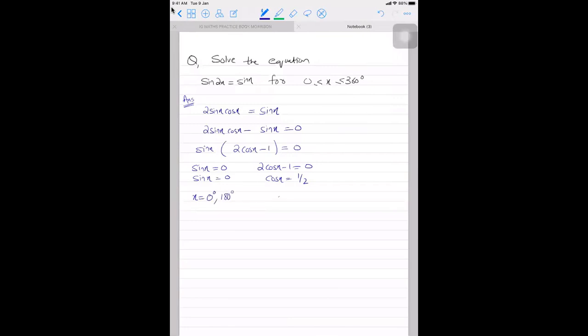And from here you can take cos inverse of 1 upon 2. Cos is positive in the first and the fourth quadrant. So the first angle is going to be 60 degrees and the other angle is going to be 300 degrees. And you can also write 360 degrees over here because that value is also included. It's less than or equal to. So the overall answers are going to be 0, 60, 180, 300 and 360 degrees.